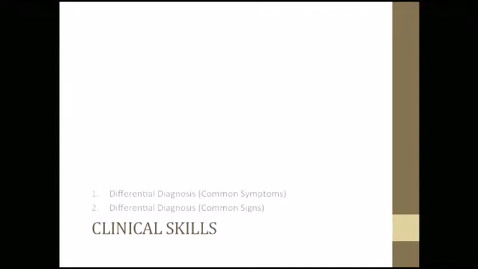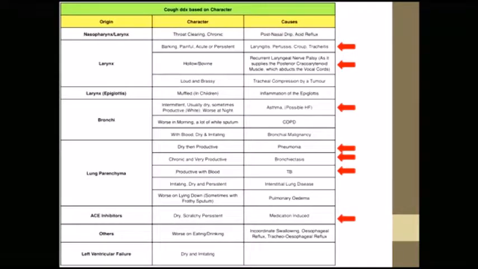So clinical skills, we have just a few graphs for you to look at. So we have this graph here. Again, those with arrows are the more important ones. If you see a barking cough, it's usually pertussis or croup. If you have a hollow bovine cough, it's usually a recurrent laryngeal nerve problem. And these are the two most important ones for your coughs.